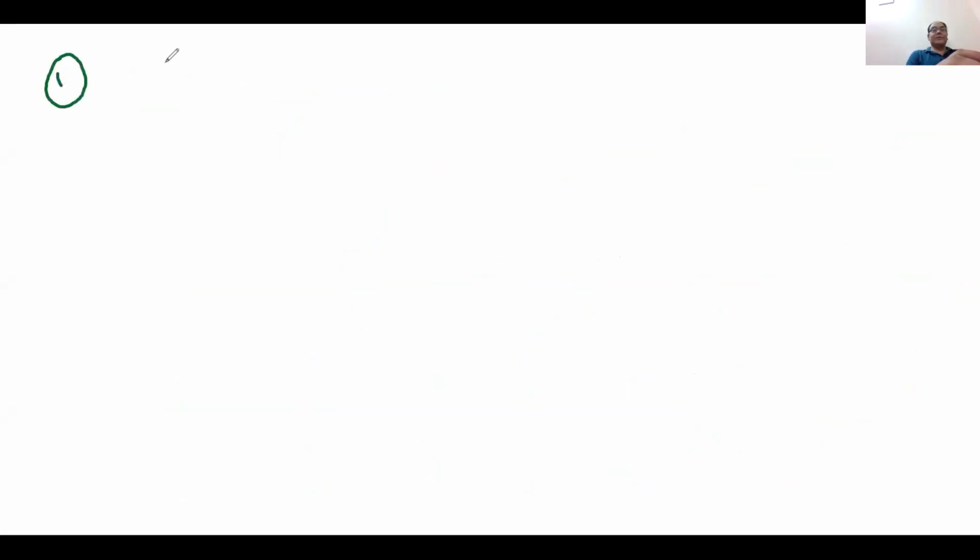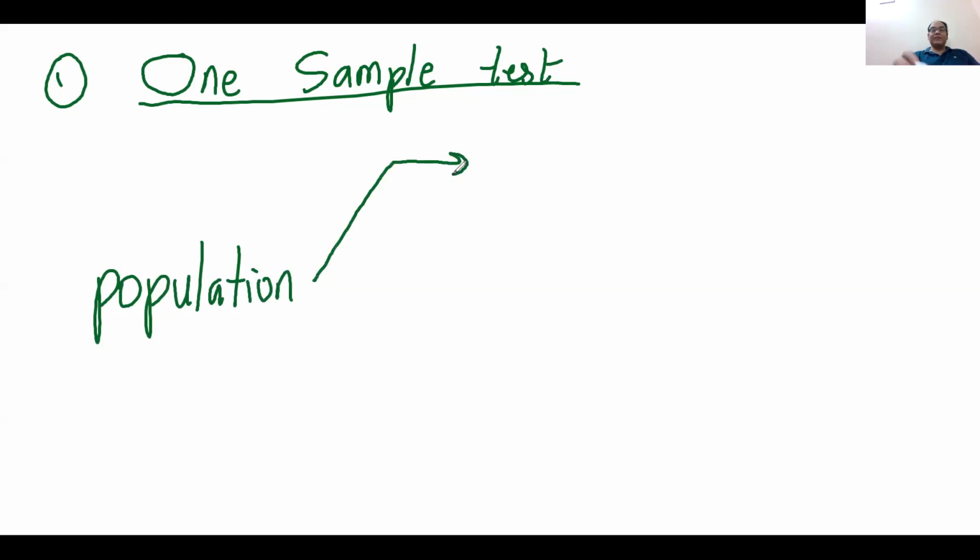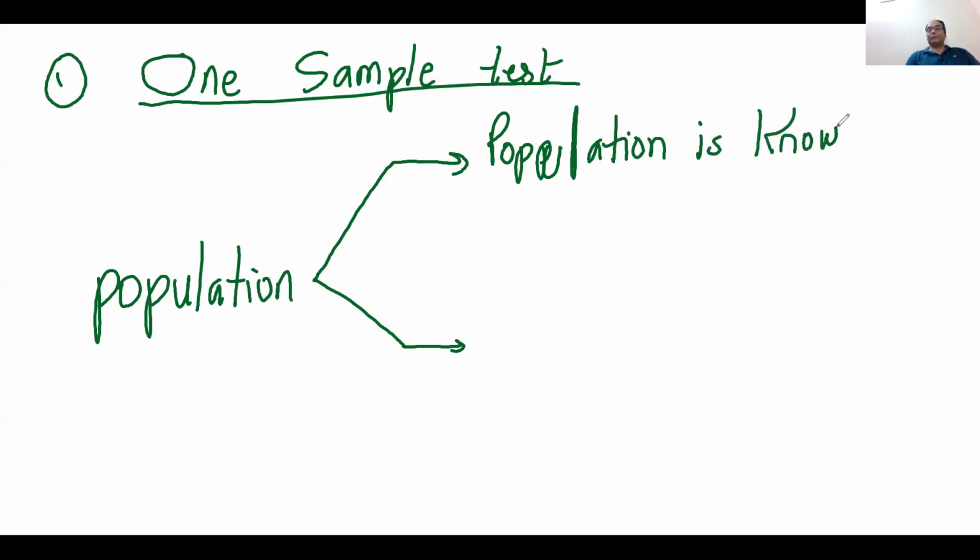Case number 1, I said, is the one sample test. One thing I want to tell you is, we are discussing the population here, and there are 2 cases we have in research: when the population is known, and the second case, when the population is unknown, the population is infinite.